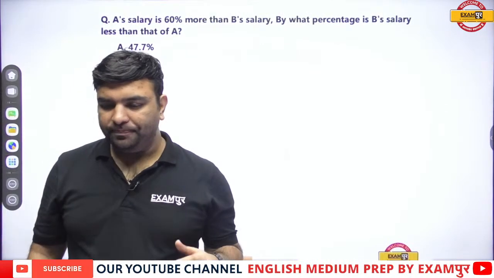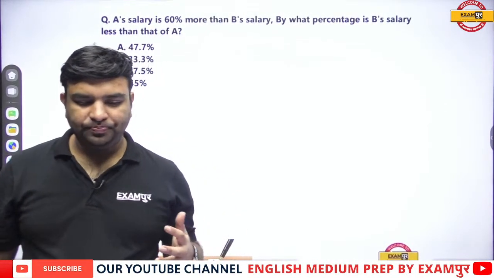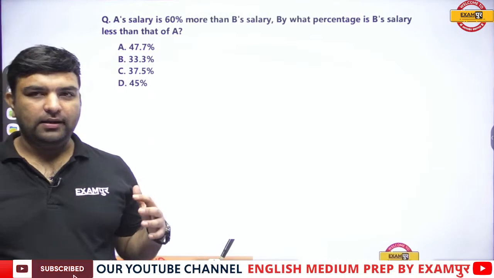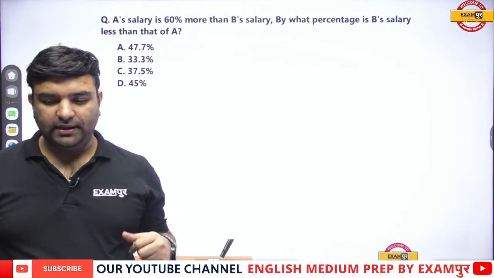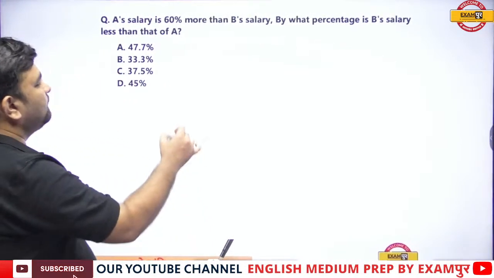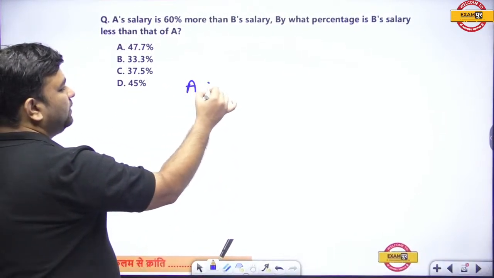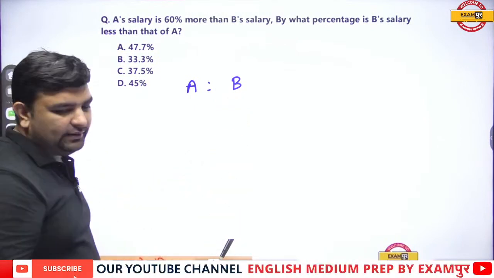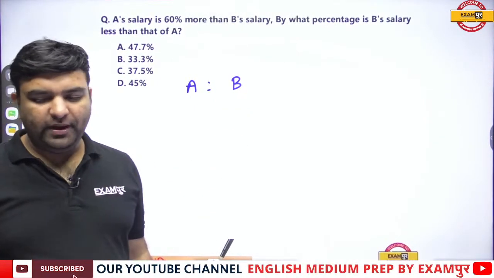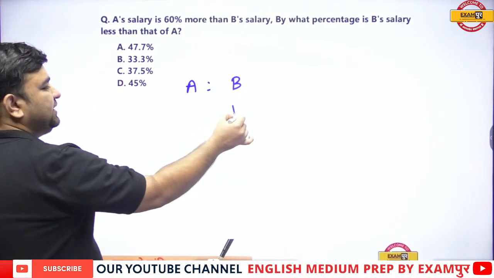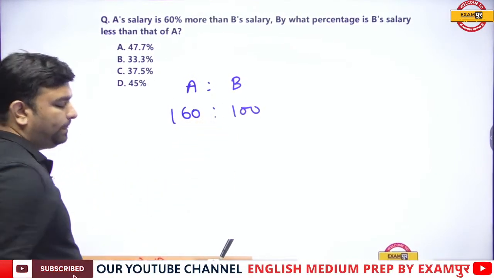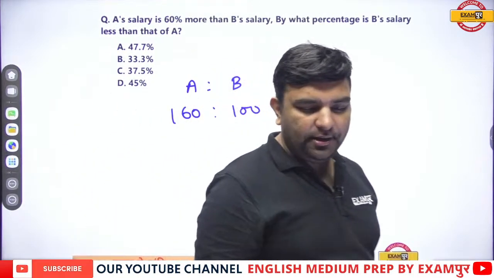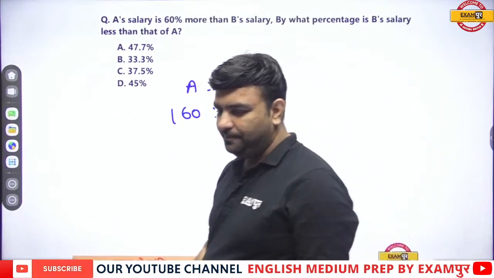A's salary is 60% more than B's. Then B's salary is how much less than A's? If you want to deal in 100, then if B's salary is 100, then A is 160.